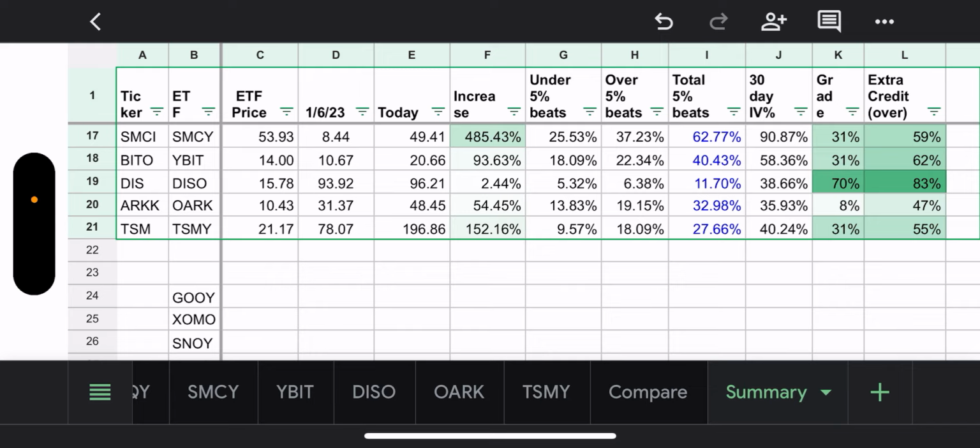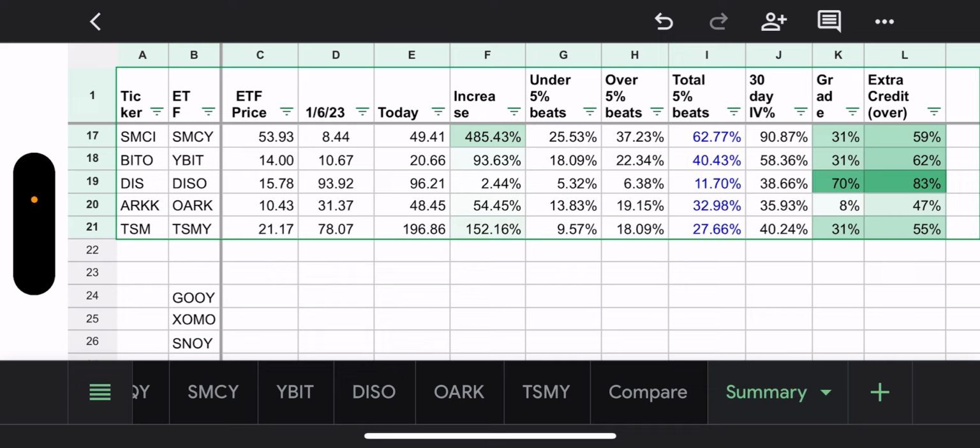Because their implied volatility is very unappreciative, it should be higher based on the total 5% fluctuations. Also keep in mind, the 30-day IV is just the last 30 days. It's not since January 6, 23, and it's not taking the average since then. In fact, I don't have a formula for that. I only have the formula for the 30-day IV, which is the most current IV. So that's what we're using.